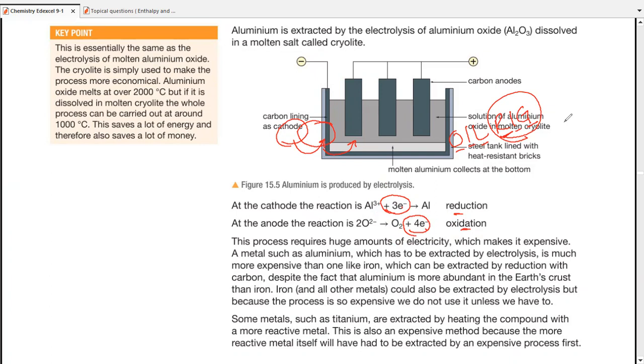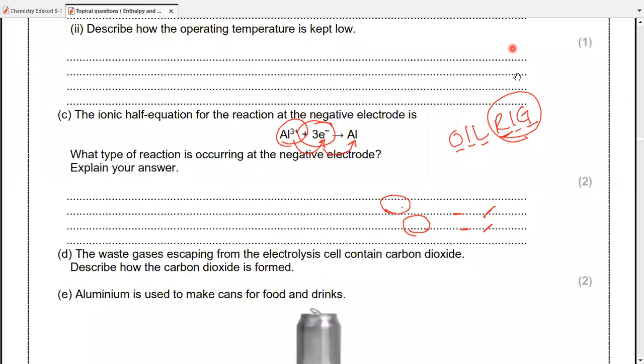Because right means it's a product. It went out of the system, oxidation, loss. Left means we're adding it to the system, which means gain, reduction. Make sense? Now it would be easy for you to remember how that works.